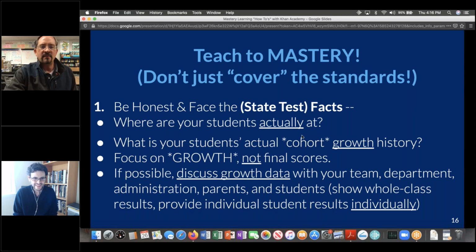So I highly recommend that you focus on your students' actual cohort growth history. Where are they growing? And how did your students you just graduated the year before, how did they grow before?